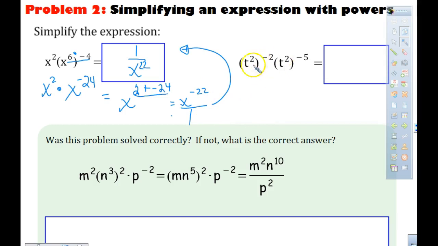All right, so Caitlin, we're going to look at this next one. We have a power to a power first. So what do I have to do with these two exponents first? I'm going to multiply. That's going to leave me with t to what power?